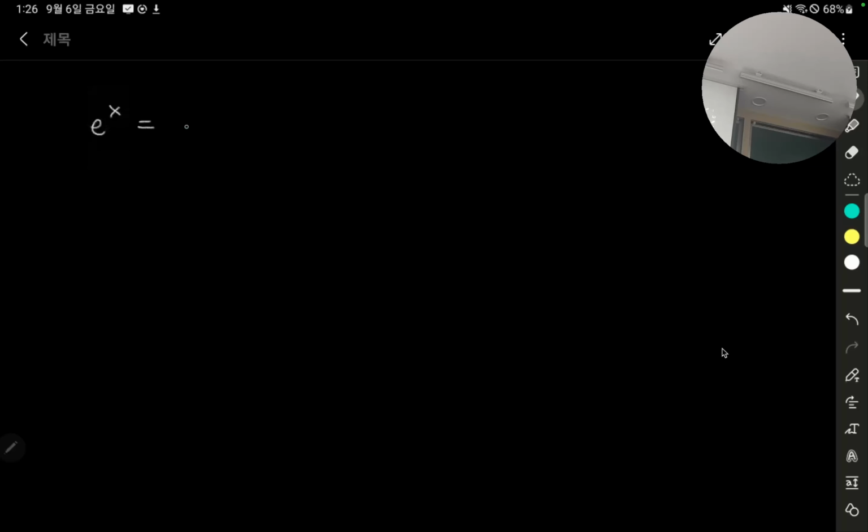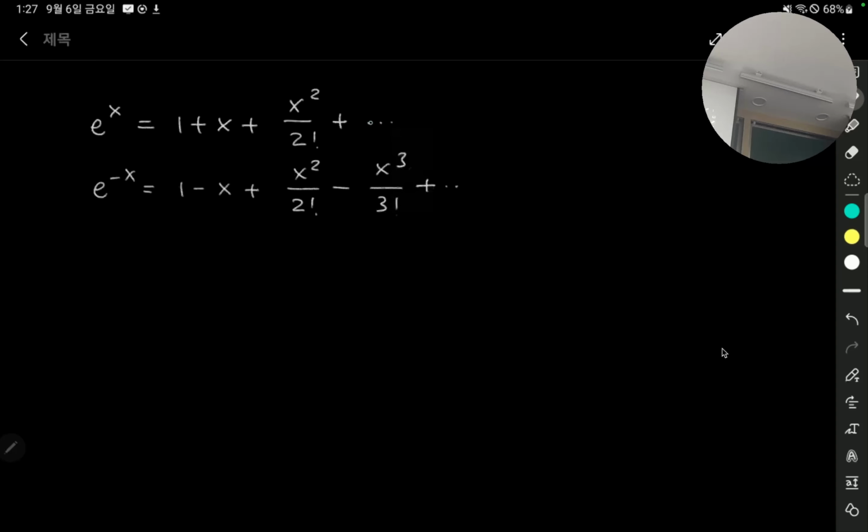e to the x is 1 plus x plus x squared over 2 factorial, and so on, right? So e to the minus x is 1 minus x plus x squared over 2 factorial minus x cubed over 3 factorial, and so on. So what happens when you add these together?